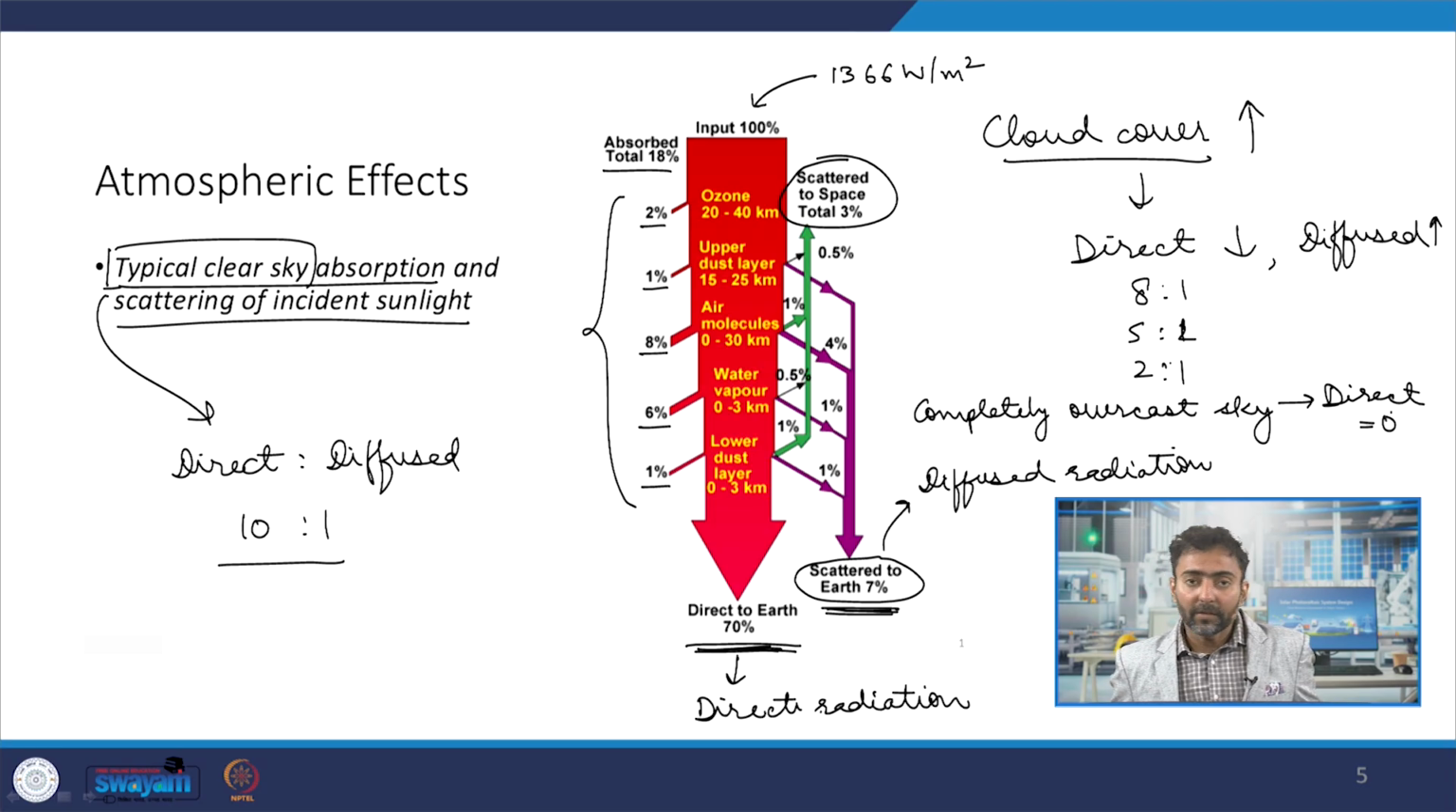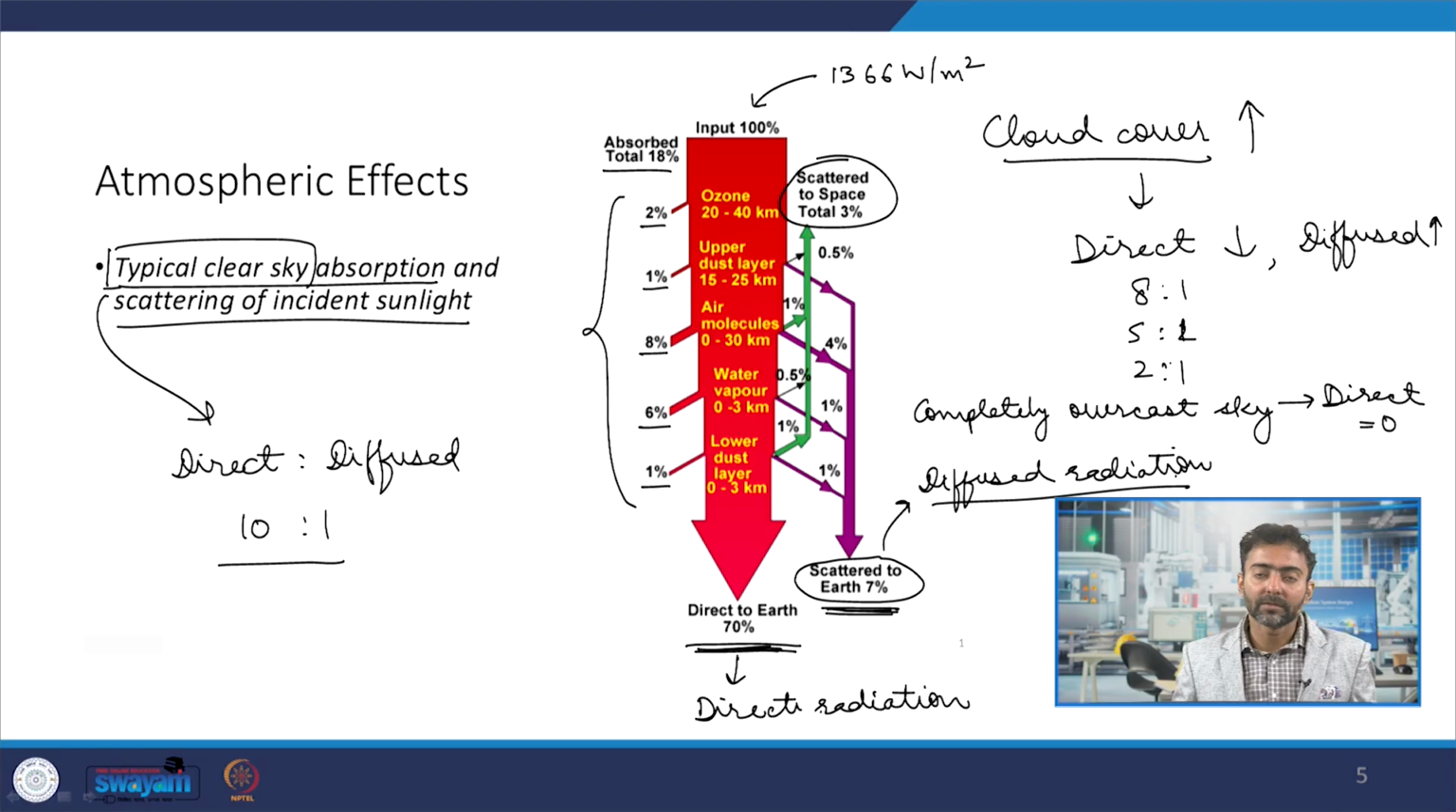So, that is another very important effect which is there due to the atmosphere, that there is an introduction of a diffused component in the radiation, and as the intensity of the clouds increases, as the cloud cover becomes more dense in nature, the optical density of the clouds increases, then the direct radiation goes on reducing, and under complete overcast sky conditions the direct component as well might be 0, with only diffused component of radiation being there. So, that is a very important effect which comes into picture.